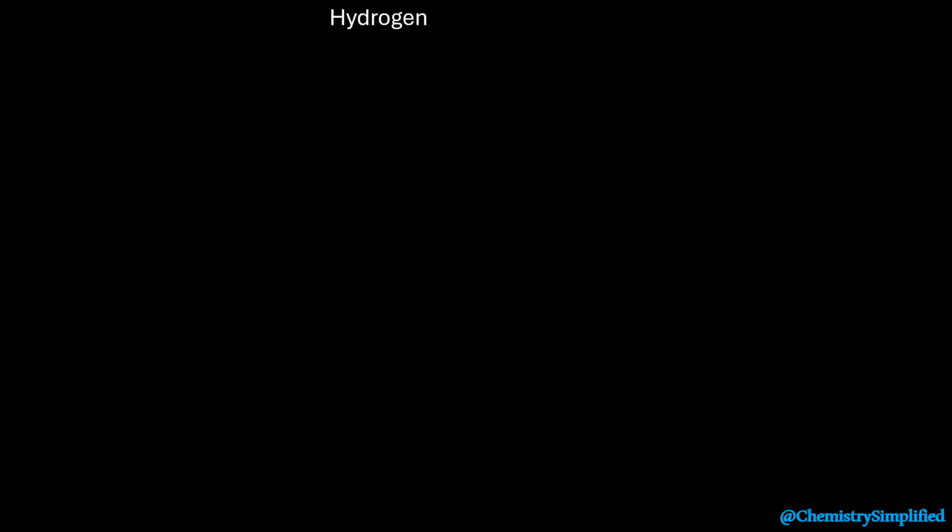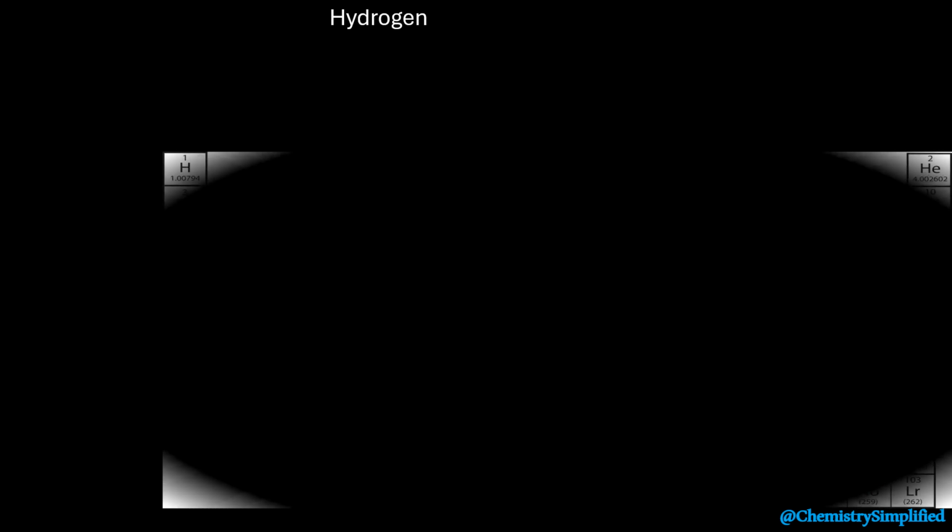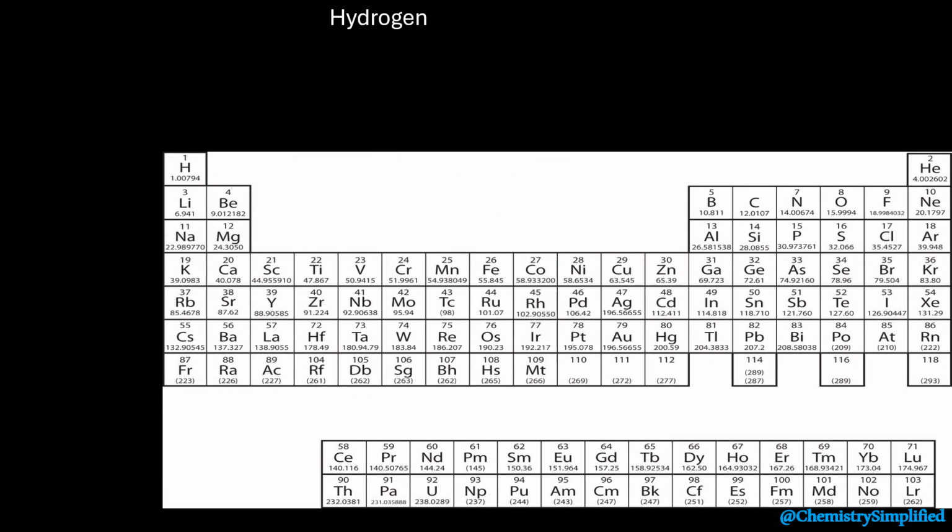So let's begin with hydrogen. Let's bring out the periodic table. And hydrogen is located on the upper left corner in the periodic table. It's in group 1A and in period 1 or energy level 1.